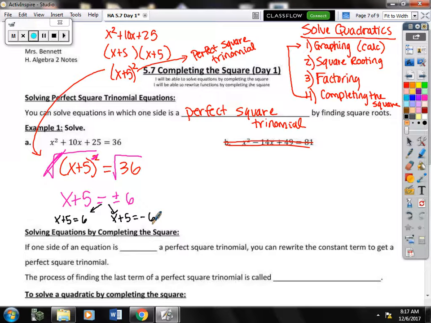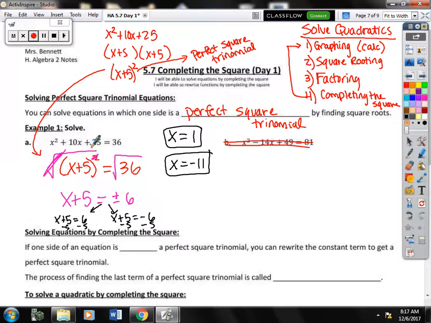So we subtract 5 from both sides. We'll get x equals 1. And we'll subtract 5 on both sides. And we'll get x equals negative 11. Now, if this were the problem given to me personally, and it just said solve, I would have probably subtracted 36, and then I would have solved by factoring.